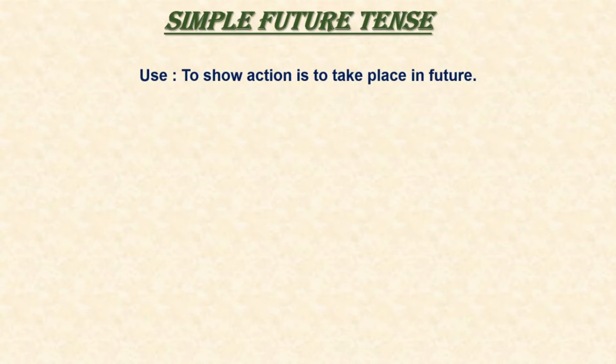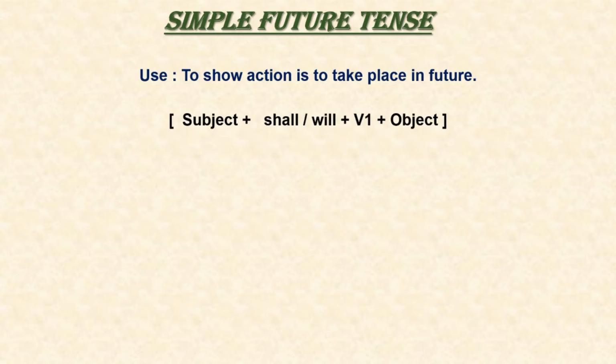First is simple future tense and when to use it. To show action is to take place in future. Means what? Action is to take place. Action is not happening. It is just going to happen in future. And what is the formula? Subject, shall/will, V1, means base form of the verb, and object.